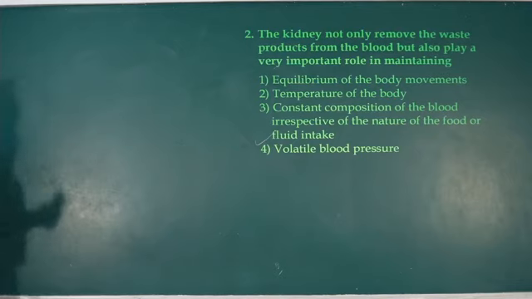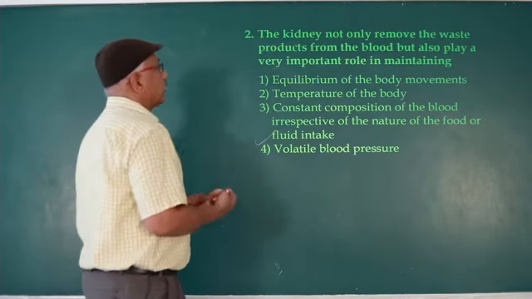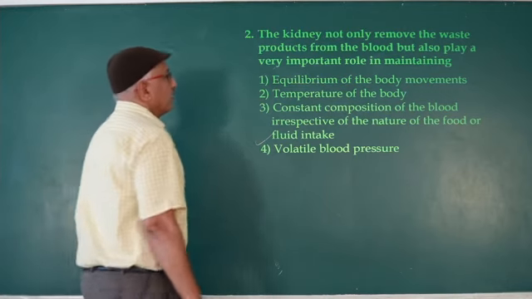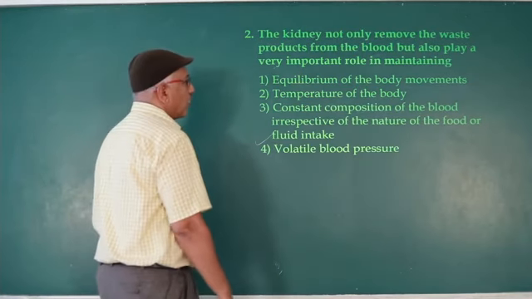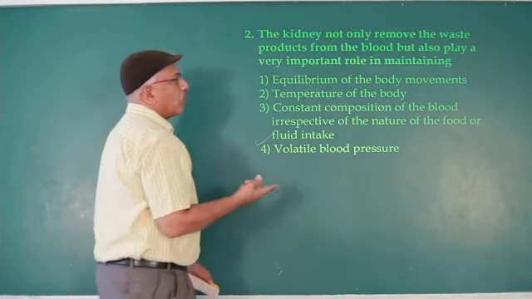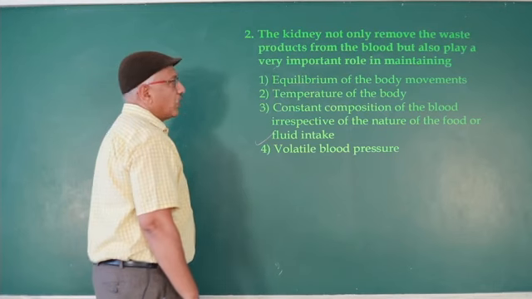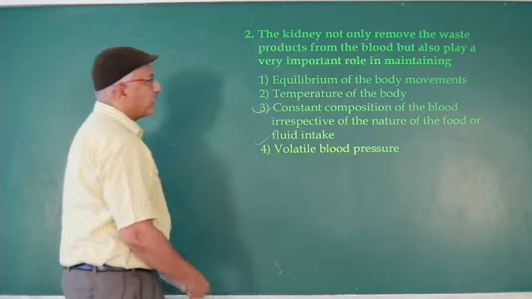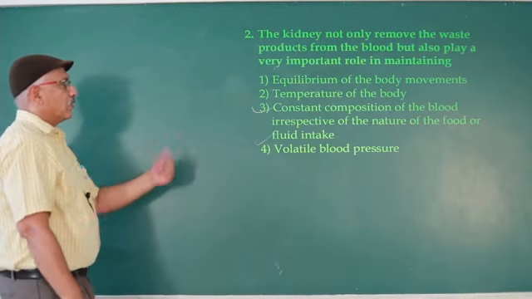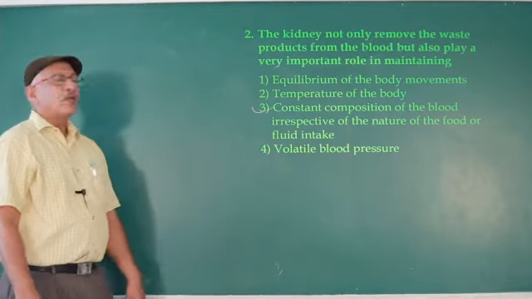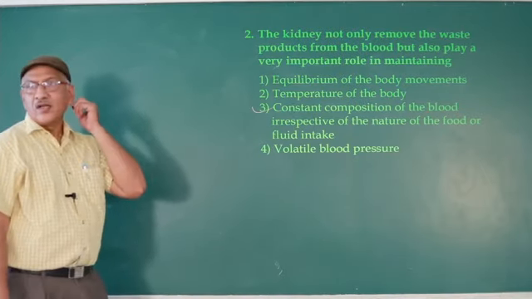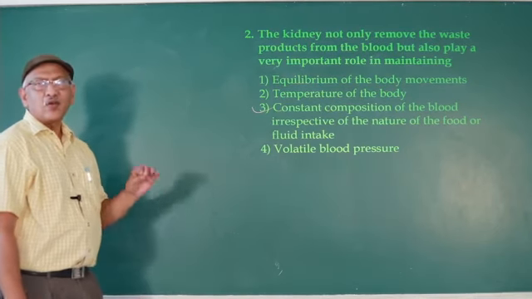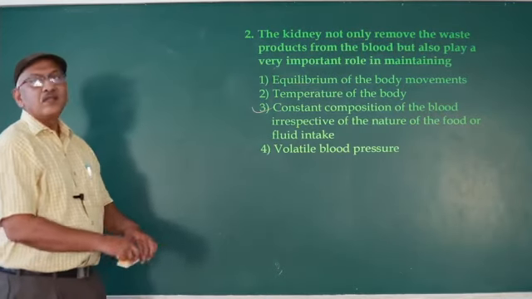Next question: the kidney not only removes the waste products from the blood but also plays a very important role in maintaining constant composition of blood, irrespective of the nature of the food or fluid intake. Equilibrium of the body movement, wrong; temperature of the body, wrong. That means homeostasis, maintenance of body fluid levels. Kidneys are homeostatic organs. So the option is 3.